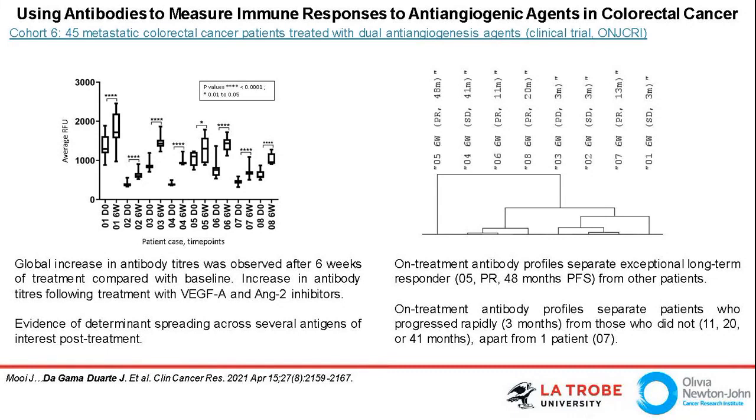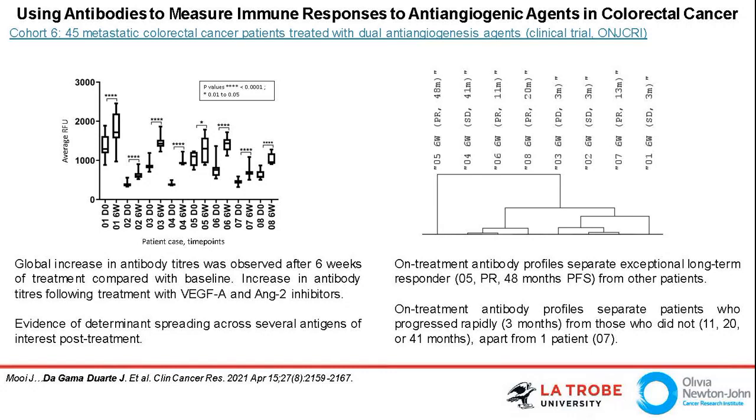And now is the last cohort, so cohort 6. And this was a cohort of 45 metastatic colorectal cancer patients that were treated with dual angiogenesis agents. And this was a clinical trial here at the Olivia Newton-John Cancer Research Institute. And here, again, we wanted to do something similar, so measure whether there was an immune response to the treatment in these patients, but also see whether or not we could predict which patients would benefit from treatment.